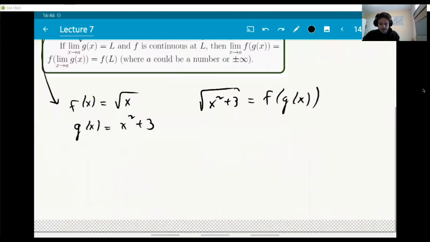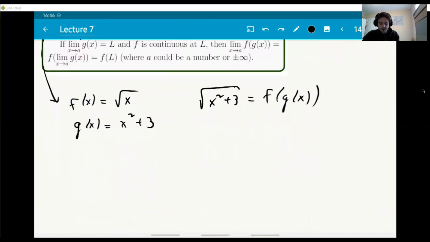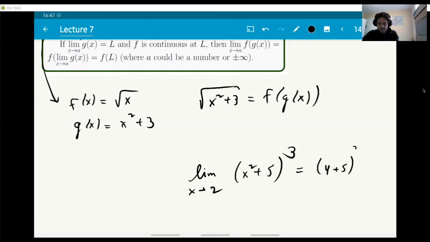Whenever I told you, if you're trying to compute a limit, whatever, let's say it's x squared plus 5, and then the whole thing raised to 3. I told you, as long as you can plug in the number, then you can do that. Then that's how you compute the limit. In this case, 9 to the third. Right, we know this already. What is going on behind the scenes there?